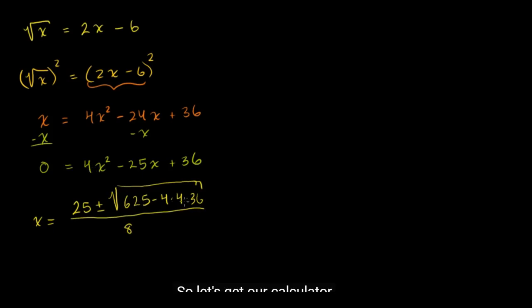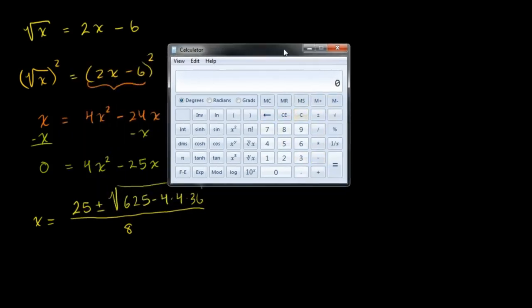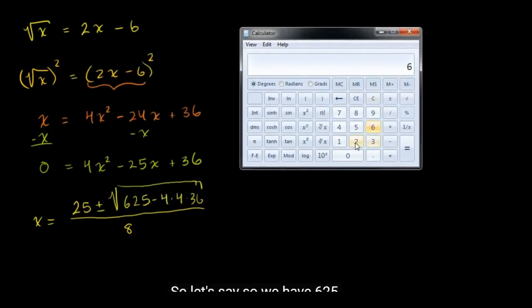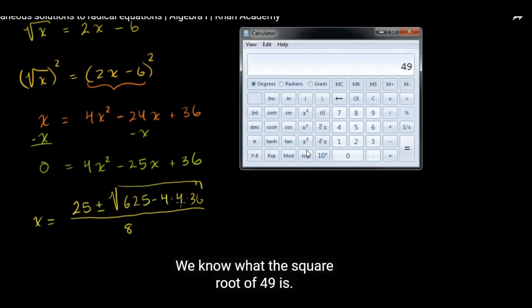So let's get our calculator out to figure out what this is. So we have 625 minus, let's see, this is going to be 16 times 36. 16 times 36 is 576, and 625 minus 576 is equal to 49. That's nice. It's a nice perfect square. So that's your answer. 49 is the discriminant. If that's what the test asks you, that's what you would say. The square root of 49 is 7.